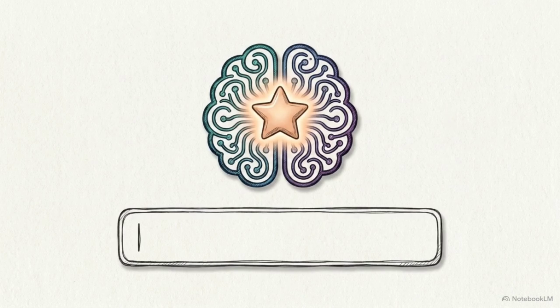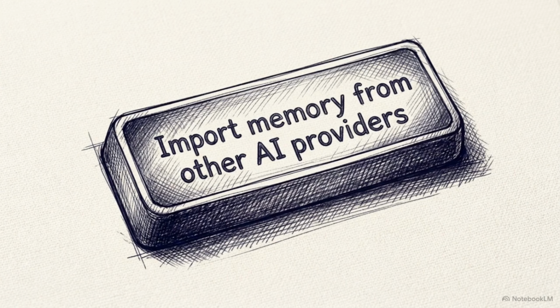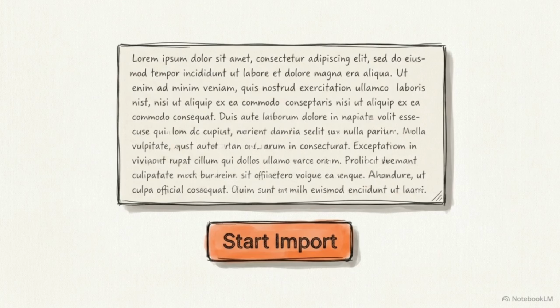Now, open your Claude AI account to inject that context. Click your profile icon in the bottom left. Go to Settings, open the Capabilities tab, and click the button labeled Import Memory from Other AI Providers. Paste the code block you copied from ChatGPT into the prompt box and click Start Import.